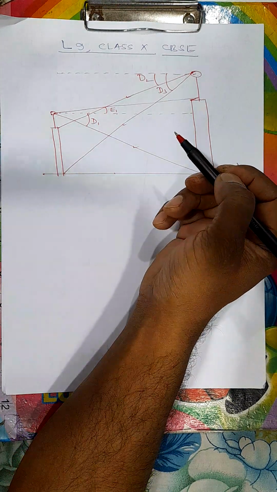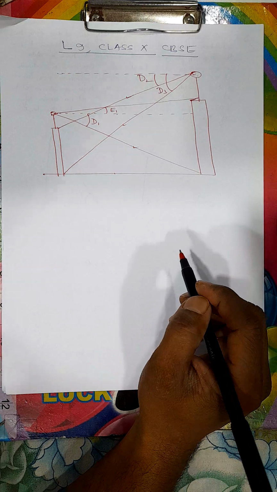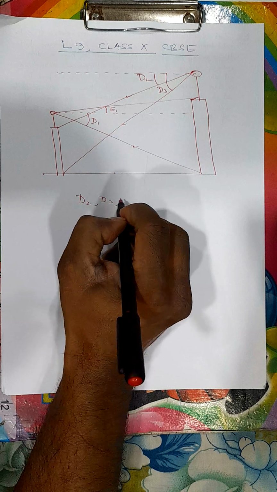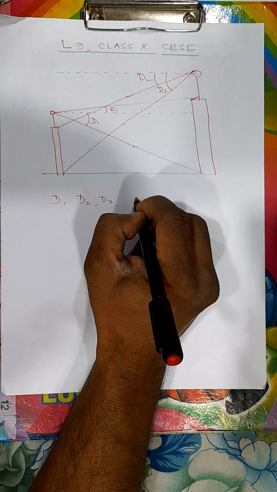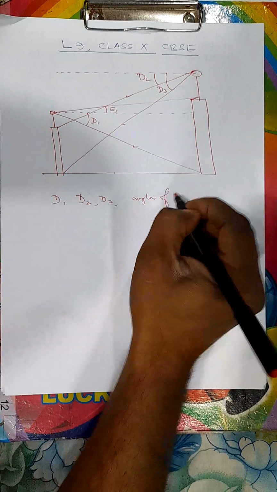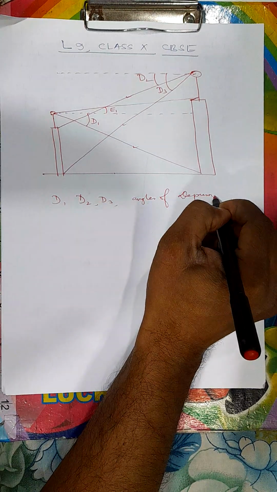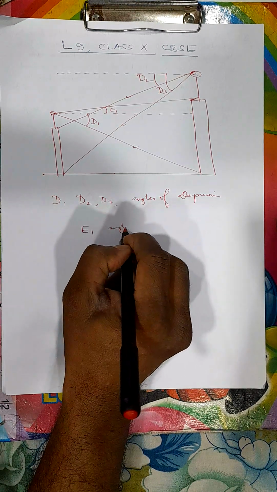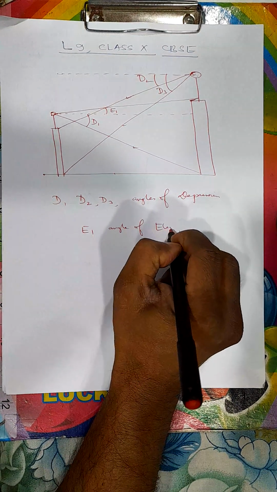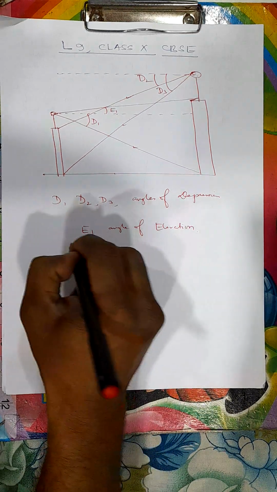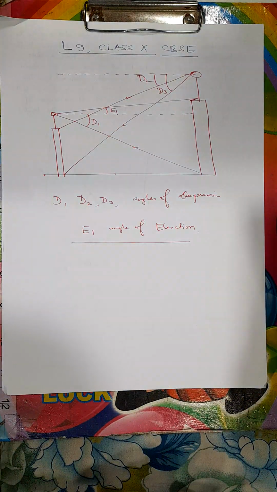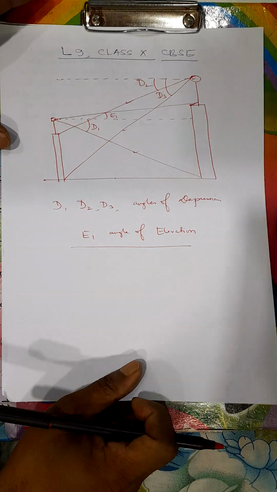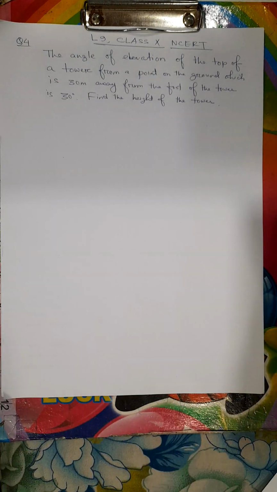So you understood what is angle of depression and angle of elevation. So here D2, D3, D1, these are called angles of depression. And E1, angle of elevation, right? E1 is called angle of elevation. Now let us try to solve a few sums on these concepts.